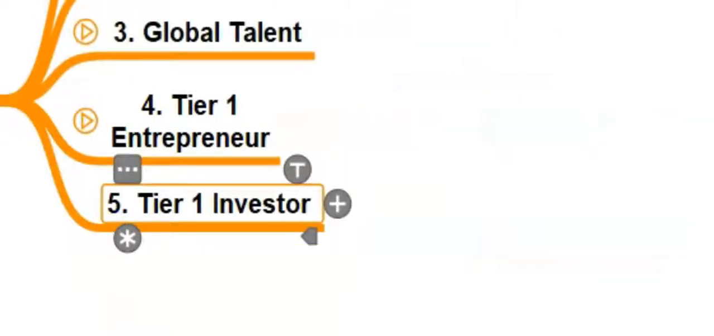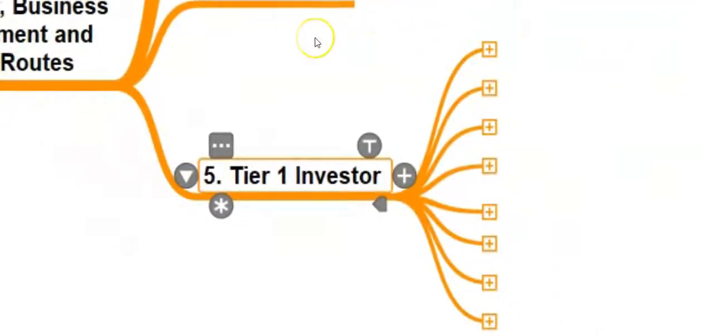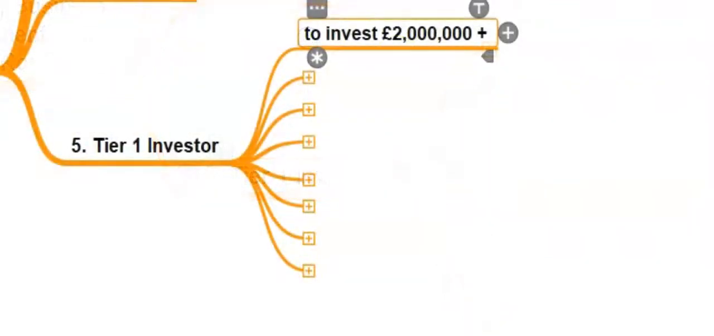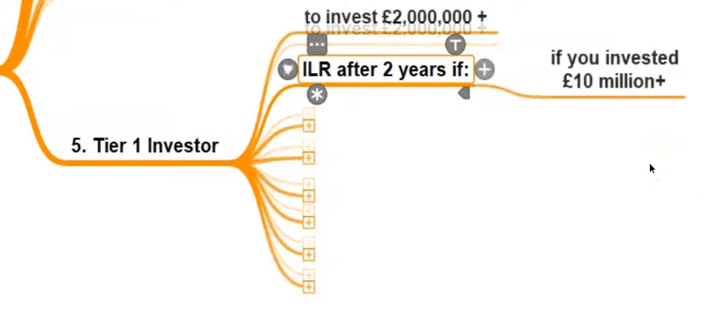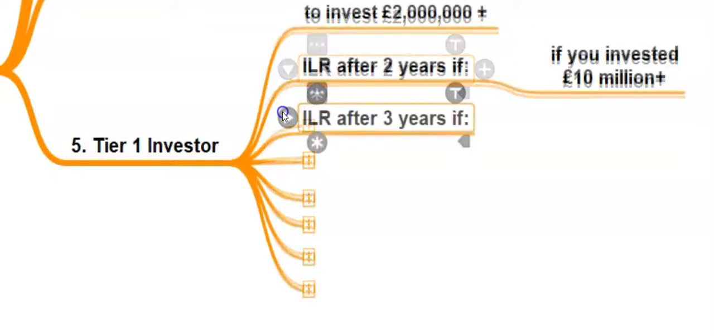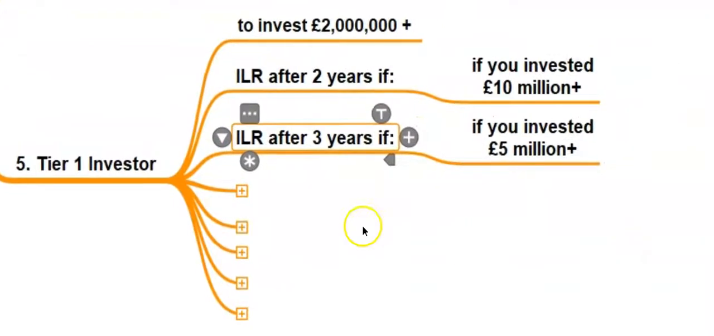And the final route for today is called a tier 1 investor. So let us talk about this route. You can apply for tier 1 investor visa if you want to invest £2 million or more in the UK, and of course you'll need to meet the eligibility requirements to qualify. Rather unprecedentedly, you can apply for indefinite leave to remain. So in other words, you can apply for settlement in the UK only after 2 years, and that is provided you have invested 10 million in the UK. And you can settle only after 3 years if you've invested £5 million.